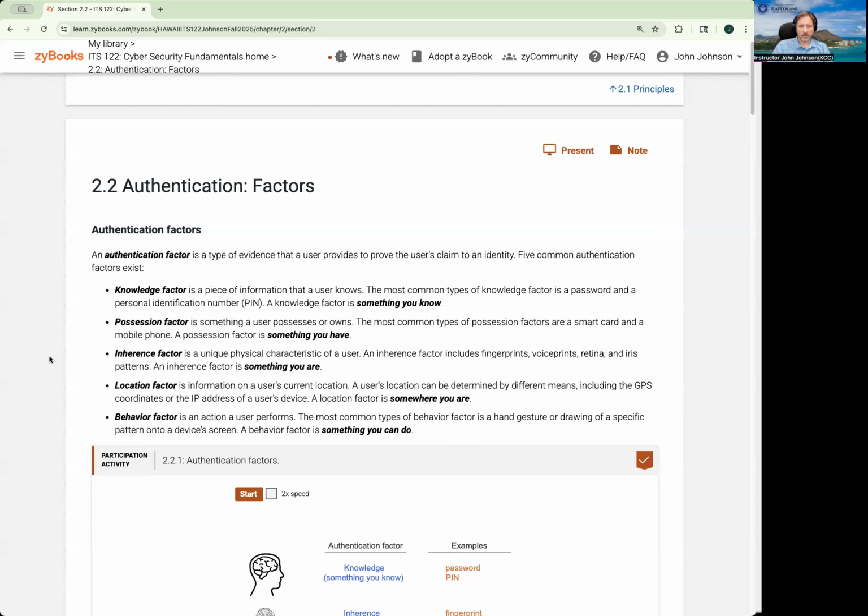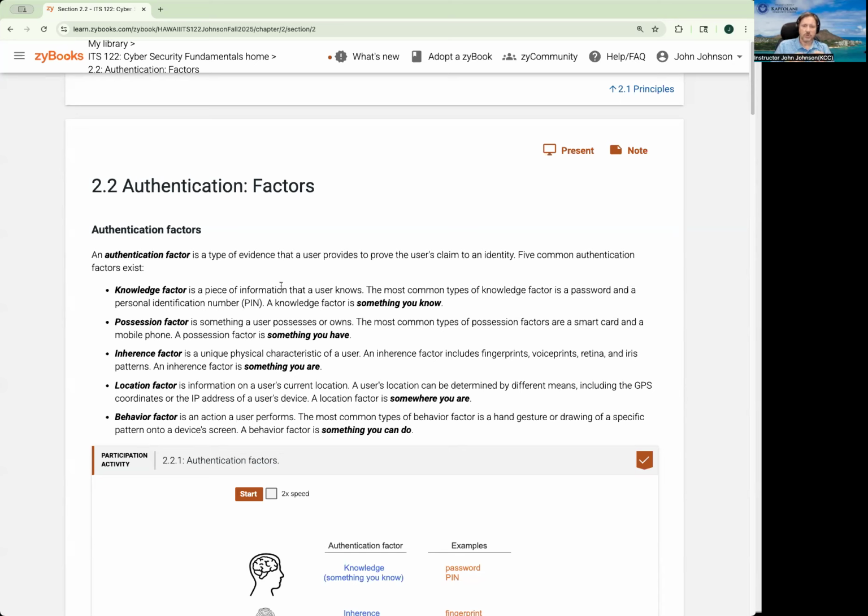Aloha and welcome. In this chapter, we're going to be getting into authentication factors. We alluded to that in our last section on the principles. So we're going to dive into what authentication factors are. I mentioned a little bit about it, like something you know, something you have, something you are. We're going to go a little bit more in depth here. So with authentication factors, we're talking about evidence that a user can provide to prove they are who they claim to be.